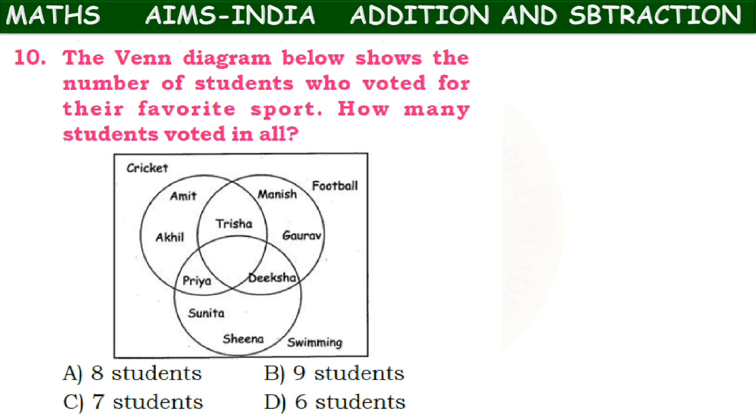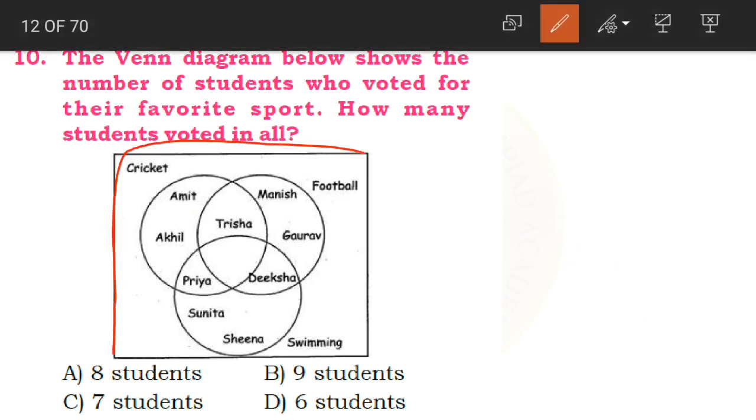Coming to question number 10. The Venn diagram below shows the number of students who voted for their favorite sport. How many students voted in all? Now here this is called a Venn diagram, children. You are seeing 3 circles here, right? So this is called the Venn diagram. In this you can see many different names.